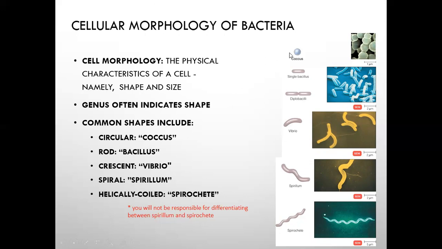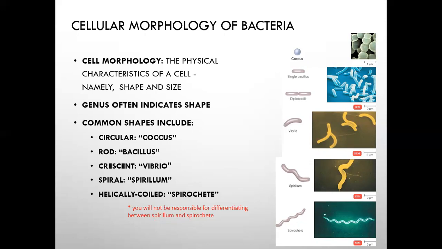So the first shape we have is the circle, which is called coccus. We have rod-shaped, which is Bacillus. We can have either single or double Bacillus. We also have crescent, or curve shape, which is Vibrio. And then the last two, Spirillum and Spirochete, we're not going to ask you to know the difference between. You can just defer to calling them Spirillum, okay? So simple things like shape.